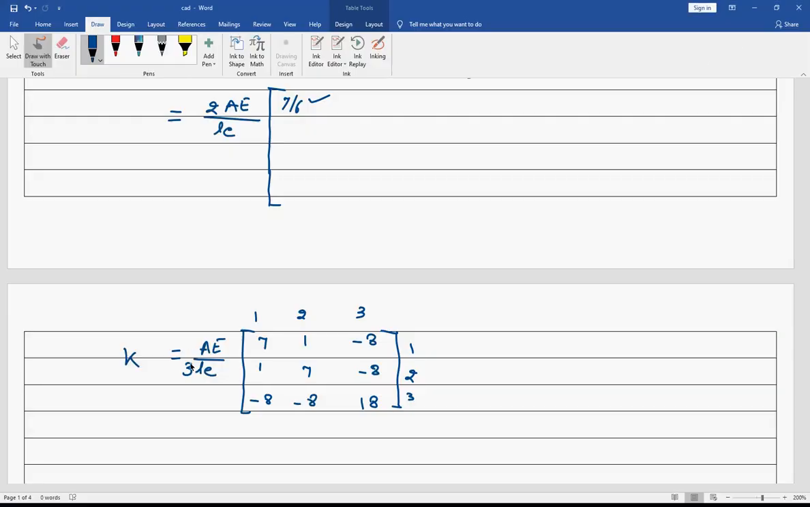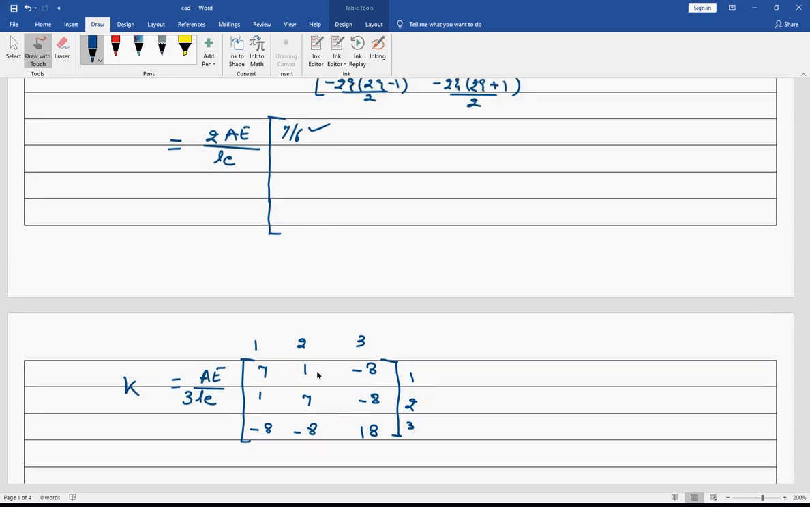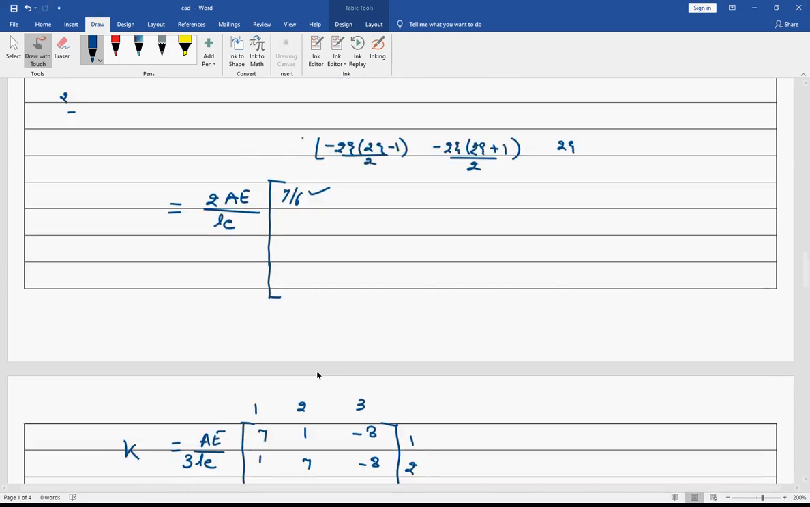If you take out 6 common, that will become A by LE by 3. So in the denominator everywhere 6 will be there. That is very clear. So this is 7 by 6. This will become 7 by 6. It is obvious. If this is 7 by 6, this is also going to become 7 by 6.